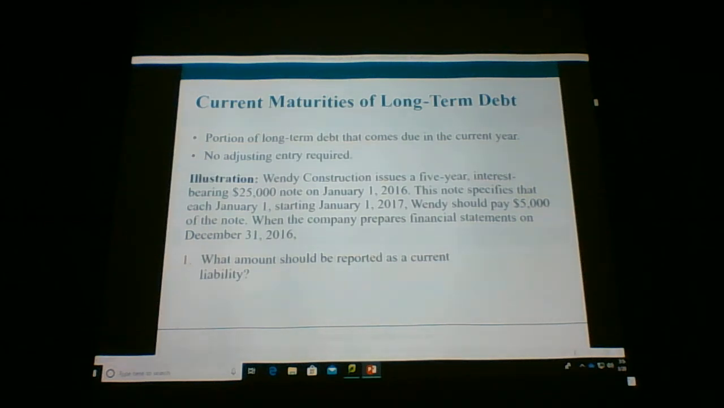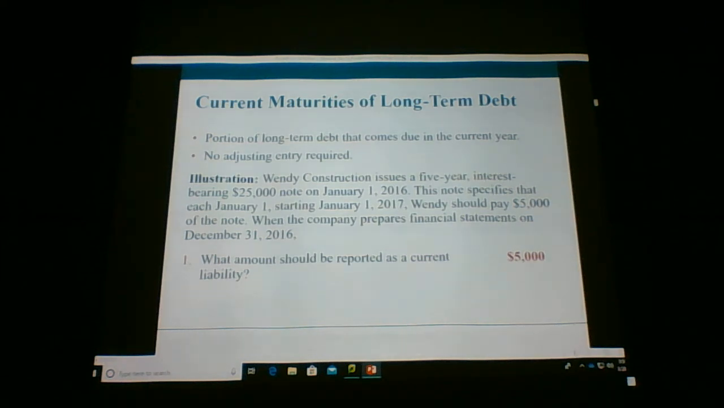Okay? So, it says, when the company prepares financial statements on December the 31st of 2016, what amount should be reported as a current liability? What do you think? How much is due? How much of that obligation is due within the next 12 months? That is going to be the deciding factor, okay? The answer is $5,000 because they owe $5,000 within the next 12 months.